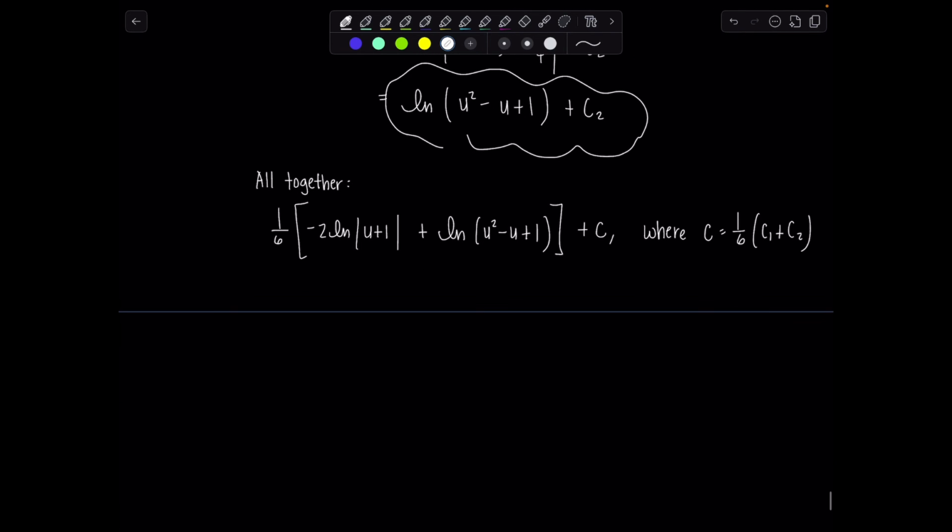Do you remember who u was originally? We had let u be x squared. So let's go back, replace all the u's with x squared as well. And let me distribute the 1/6 at the same time. So -2 times 1/6, that's going to be -1/3 natural log. X squared plus 1 isn't negative, so I'll just switch to parentheses. Plus 1/6 natural log u squared would be x squared squared, so x to the 4th, minus x squared plus 1 plus c.